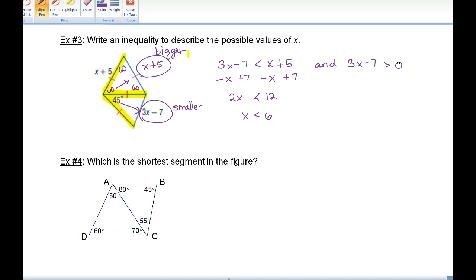Think about that. If I just make sure that the bigger one stays greater than 0, does that make the smaller one necessarily bigger than 0? Well, they're both bigger than 0. Well, I know, but which one do I need to use? I need to use the smaller one.